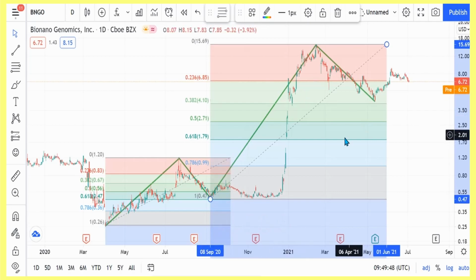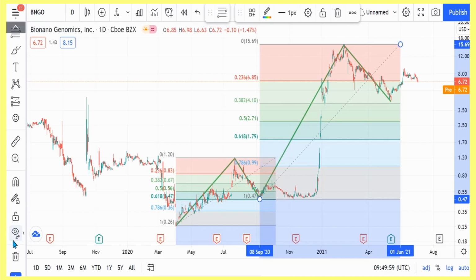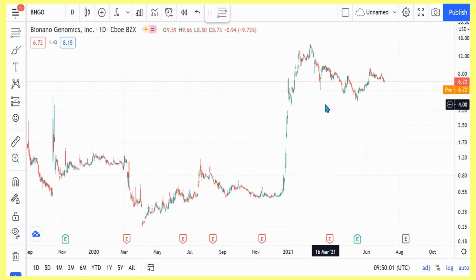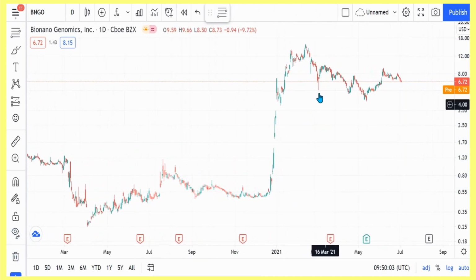Now what about the current retracement? Let us study this particular current retracement. Let me clear a bit. Now enlarge a bit. Now we will study this particular retracement.